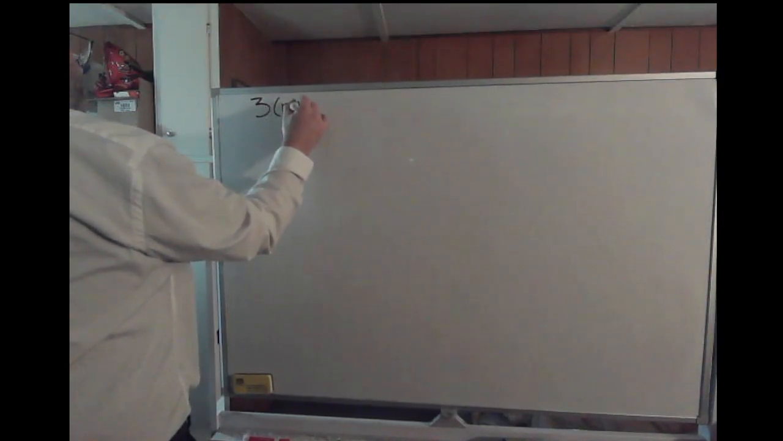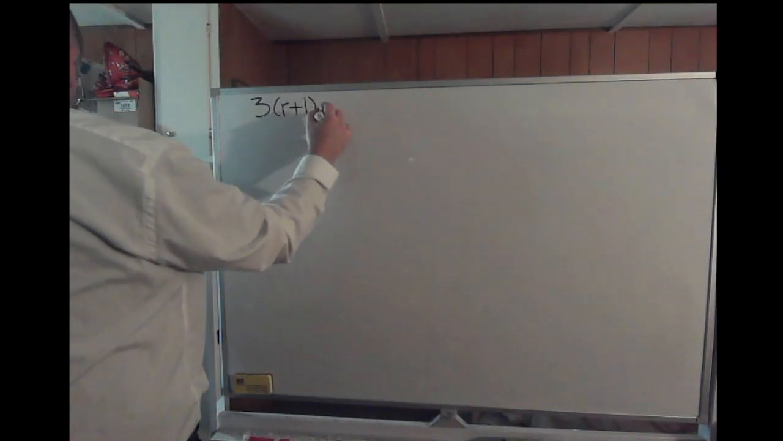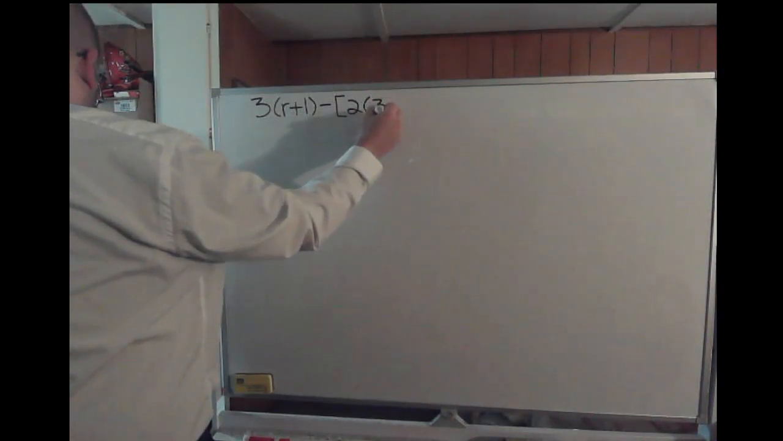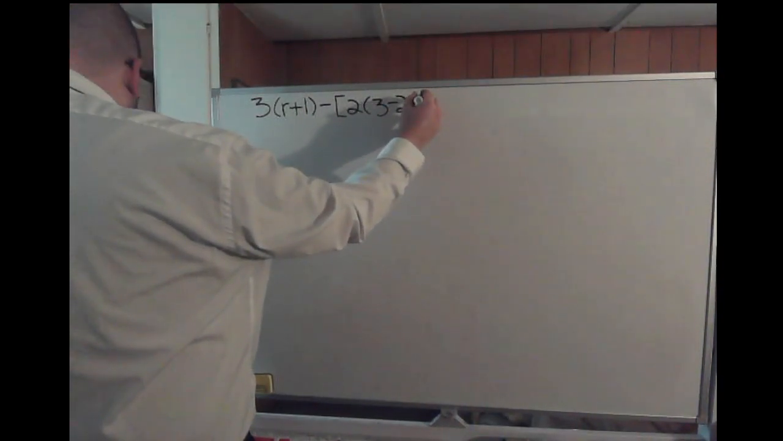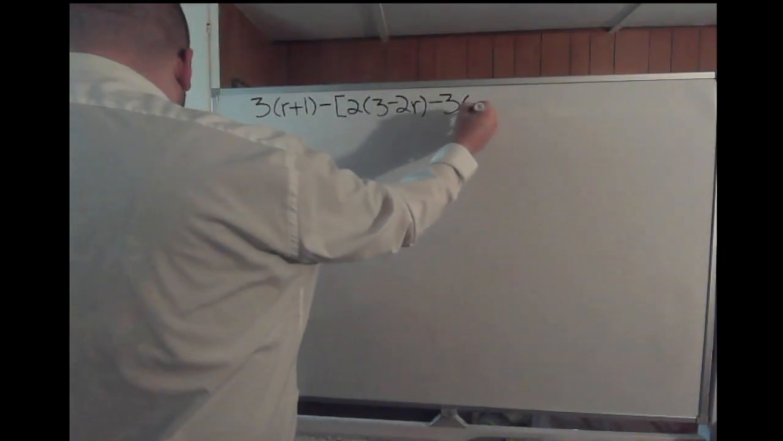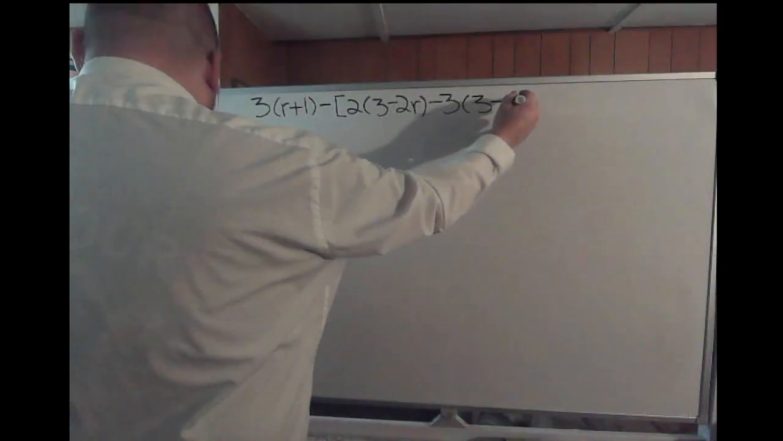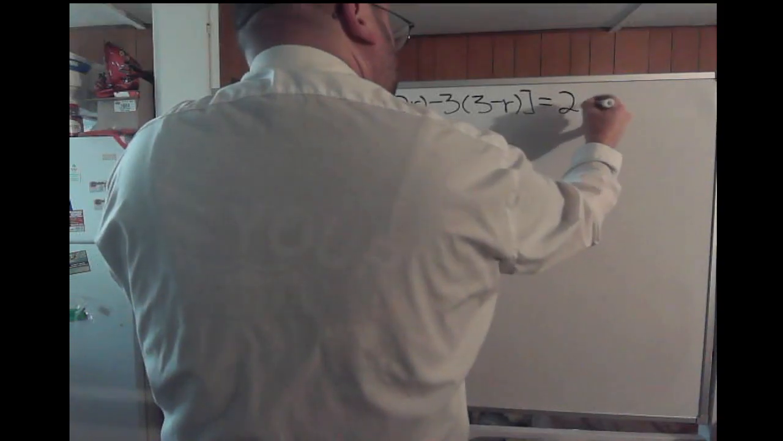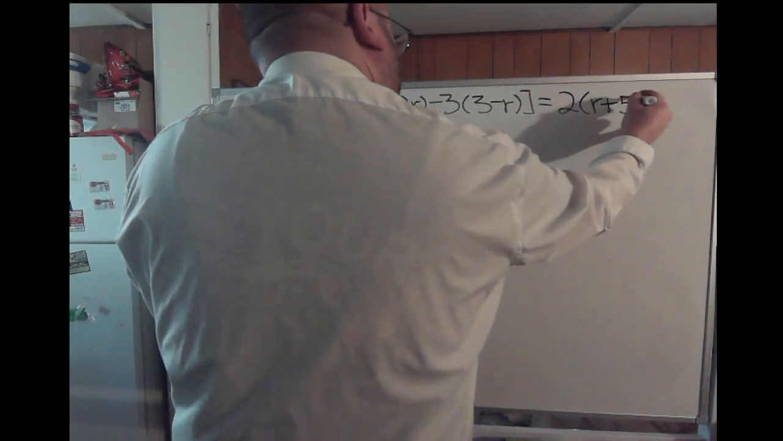Okay, what's this problem here? We have 3 times the quantity of r plus 1, minus, in brackets, 2 times the quantity of 3 minus 2r, minus 3 times 3 minus r, all that is equal to 2 times the quantity of r plus 5, minus 4. Yep.